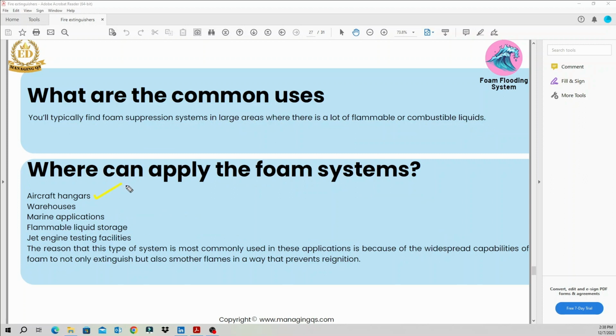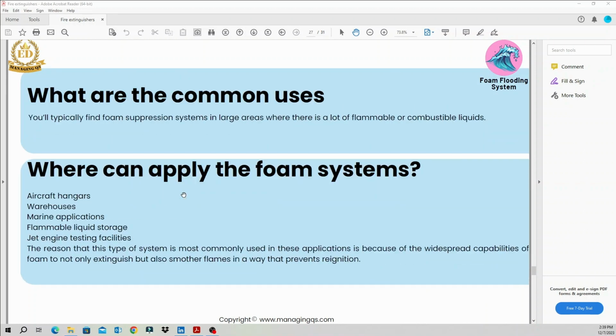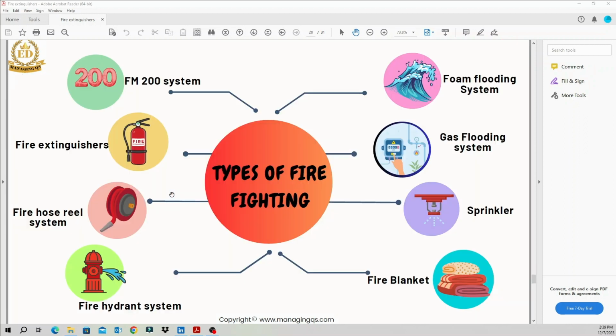We can apply this foam suppression system in aircraft hangars, warehouses, which are very important places, marine applications, flammable liquid storages, jet engine testing facilities, something like this. These foams are created by chemical solutions and discharged from the nozzle. It is used for very large areas. These are the key points for this system. You can find out more through this presentation later. These are the places where the foam firefighting system is applicable, right?